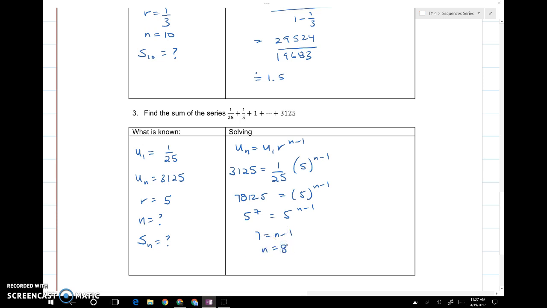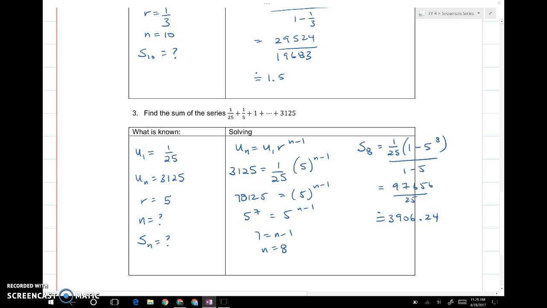Now that I have N is 8, I can now use the other formula. So I can find S of 8 is equal to 1 over 25 times (1 minus 5 to the 8) over (1 minus 5), and I use my handy-dandy calculator to tell me this sum. This again gives me a fantastic fraction of 97,656 over 25. If I convert that to an approximate decimal, that's 3906.24.